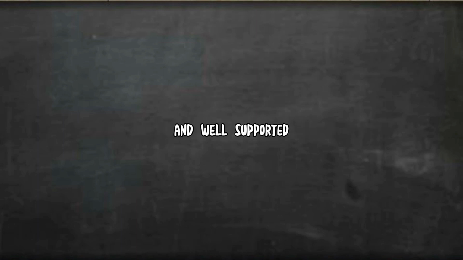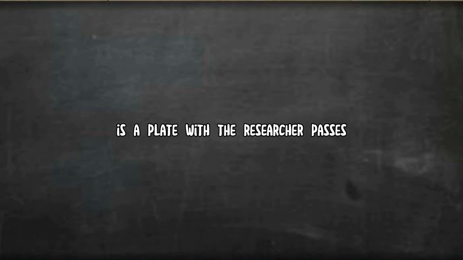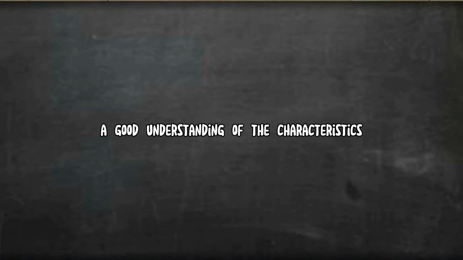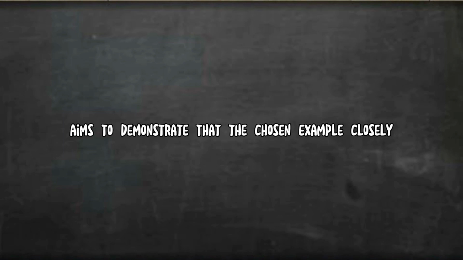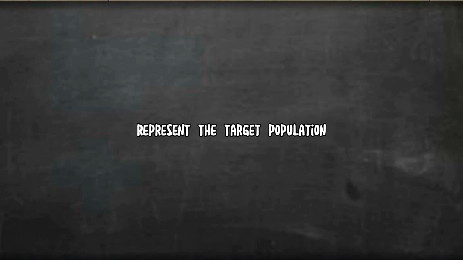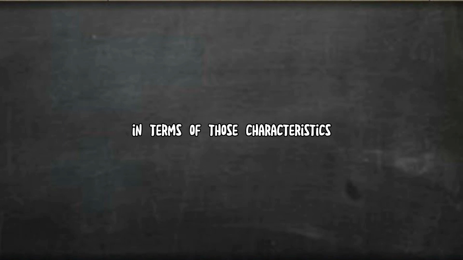Quota sampling is employed when the researcher possesses a good understanding of the characteristics of the target population. In this approach, individuals who possess or exhibit those characteristics are selected for the sample. By setting quotas or specific numbers of individuals with certain characteristics, the researcher aims to demonstrate that the chosen sample closely represents the target population in terms of those characteristics.